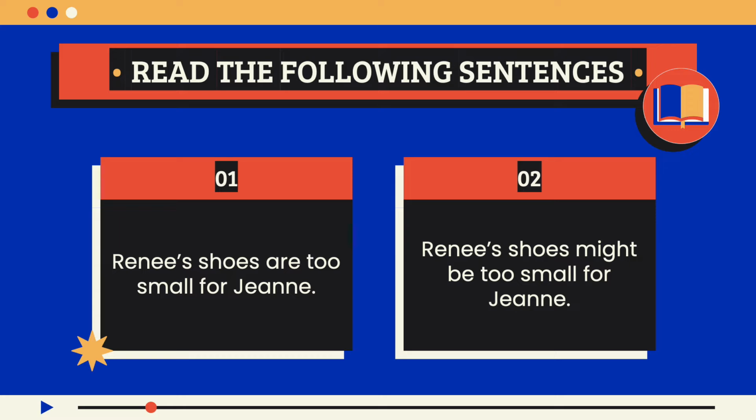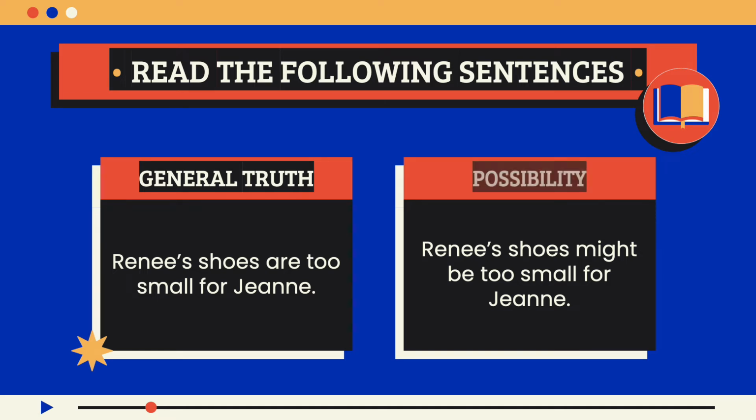What's the difference? The first sentence expresses a general truth. There is certainty in the fact that Renee's shoes won't fit John. In the second sentence, however, the writer is no longer certain that the shoes won't fit. There is now a possibility that the shoes will fit. Because we added the word might, we were able to change the meaning of the sentence. Might is an example of a modal verb.